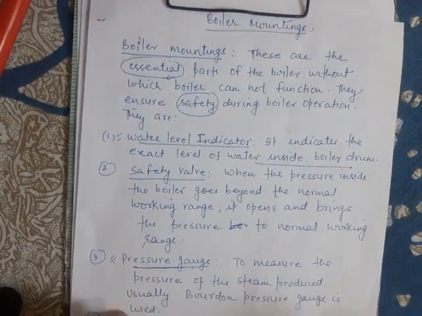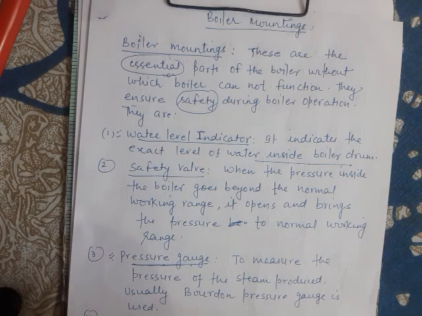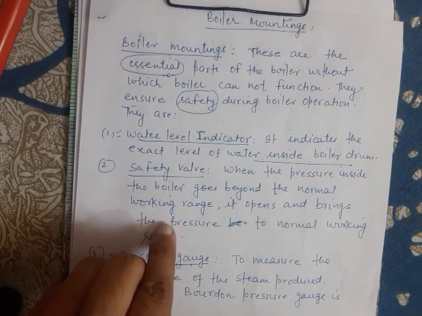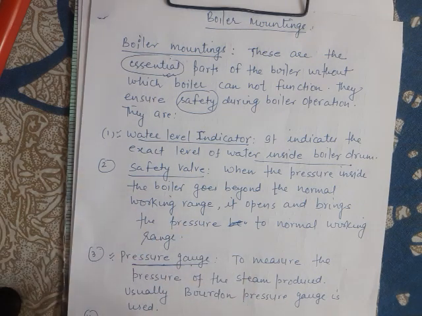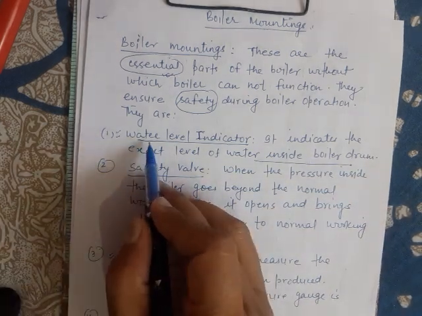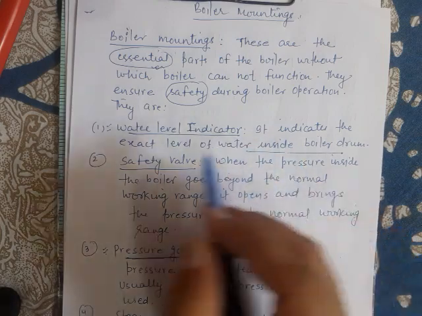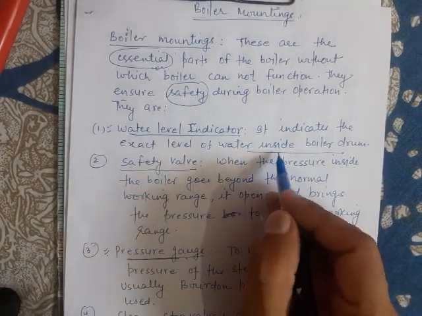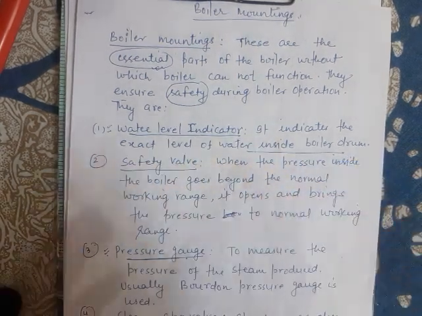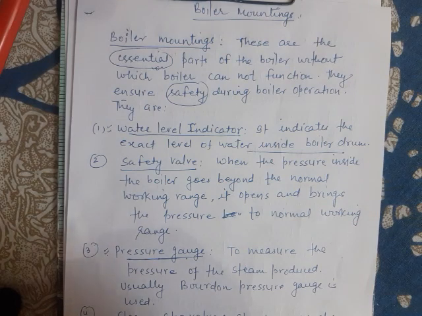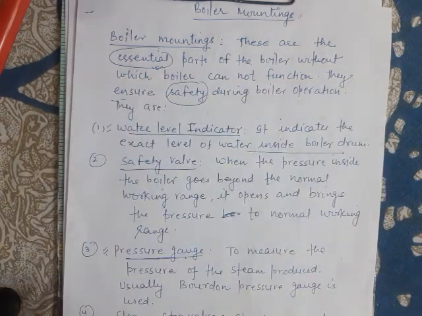These are the boiler mountings. I have written down some of the important boiler mountings one by one. Let's observe. The first important boiler mounting is the water level indicator. The water level indicator is a device that indicates the exact level of water inside the boiler drum. Clear. Simply, the indication of the level of water inside the boiler is made by this water level indicator.